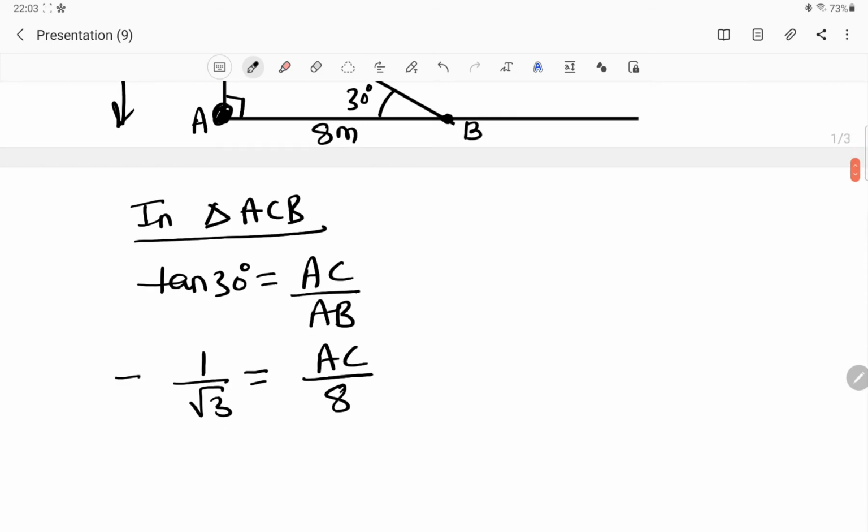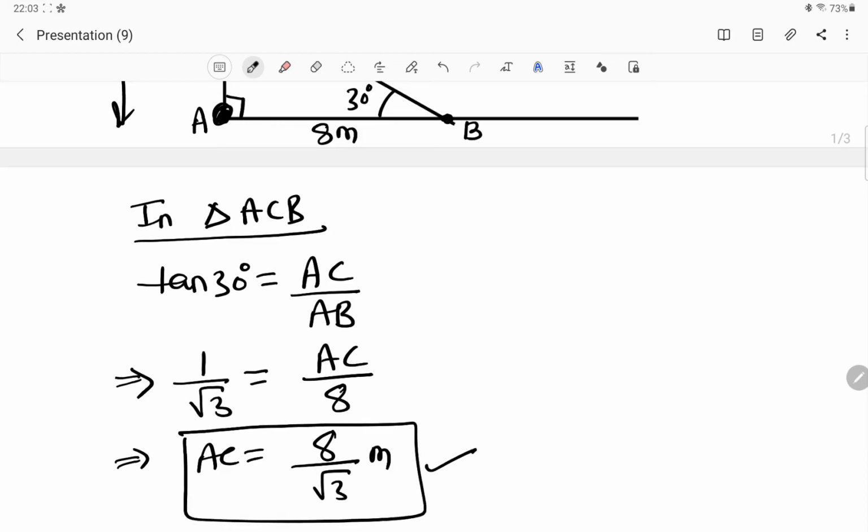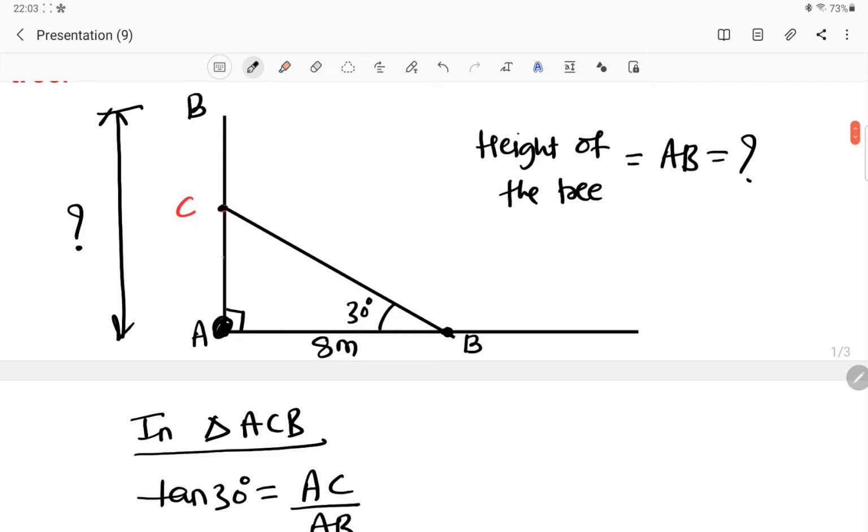It will be 8. All right, then I'm going to get AC is equal to 8 divided by root 3 meter. So this is going to be the AC value. Now this AC is known. Now what we want is BC. This BC we cannot find out here. We have to find it here by using this hypotenuse.